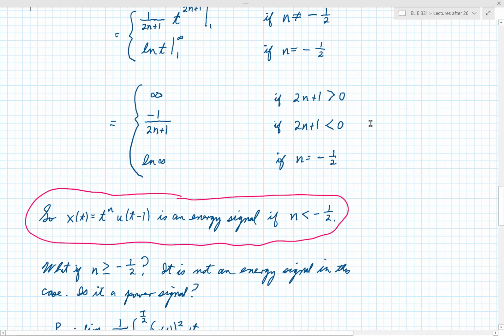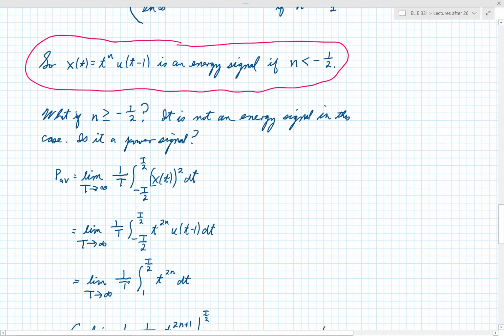Okay, only the middle case gives you an energy signal, and that middle case is the same as n is less than negative 1/2. N equals negative 1/2 doesn't work because of the log of infinity, and n greater than negative 1/2, which is the same thing as saying 2n plus 1 is greater than 0, that one doesn't work either. So only n less than negative 1/2 will give you an energy signal.